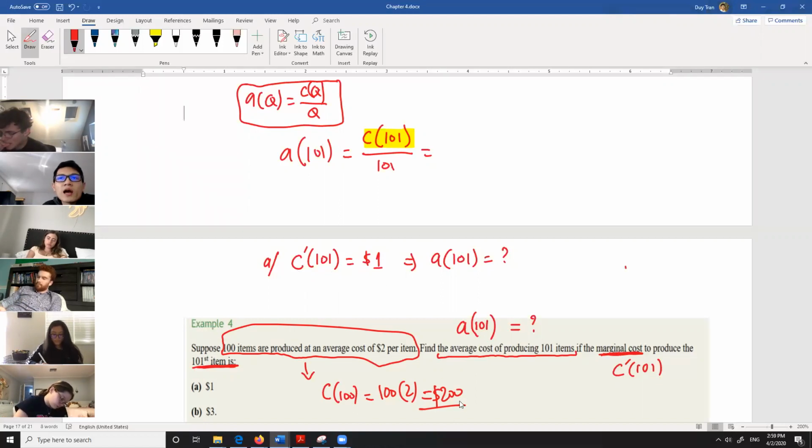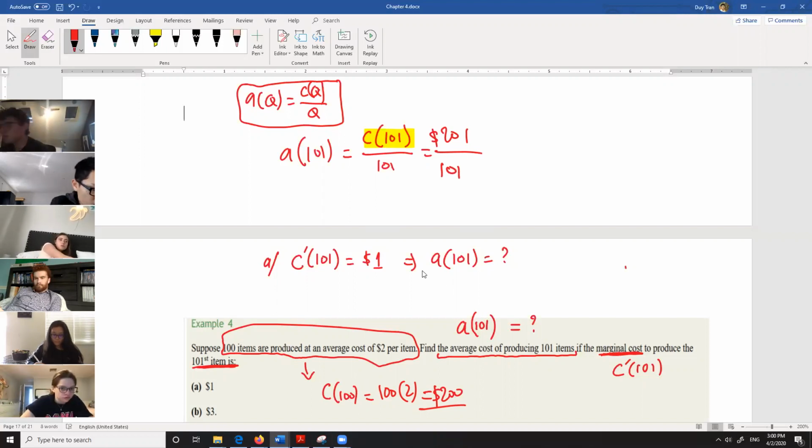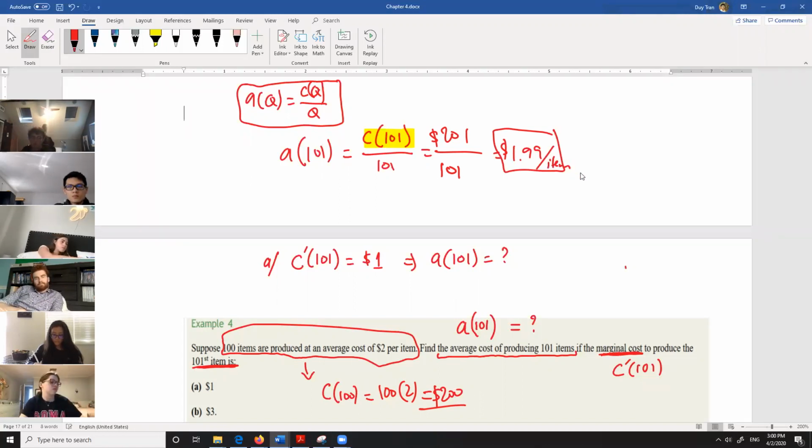So $200 when 100 items are produced. Now one more item is added to the 100 items. I add one more dollar because that's the marginal cost. So you get $201. The total divided by 101. So 201 divided by 101 is $1.99 per item. So that is the average cost for part A.